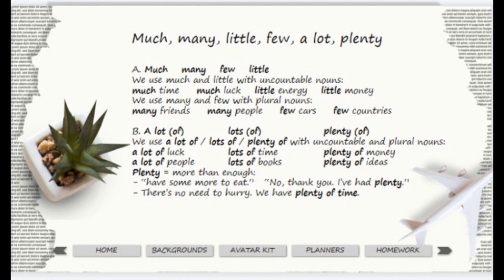B. A lot of, lots of, plenty of. We use a lot of, lots of, or plenty of with uncountable and plural nouns. A lot of luck, lots of time, plenty of money. Plenty means more than enough. For example, have some more to eat? No, thank you. I have had plenty. The other example, there is no need to hurry. We have plenty of time.